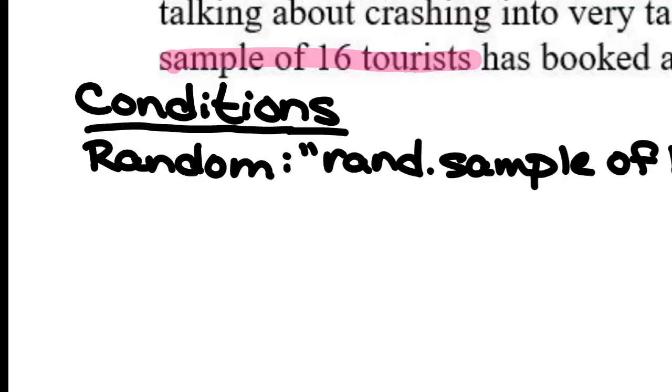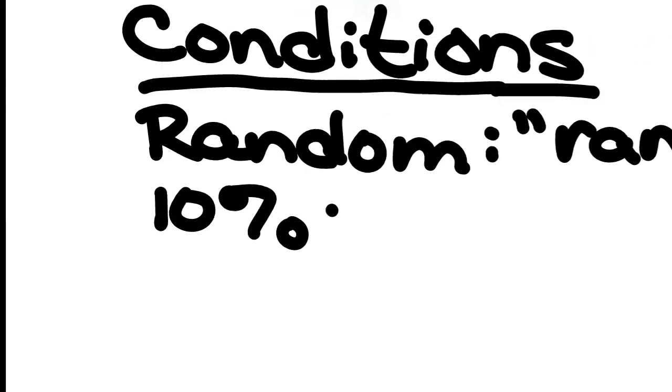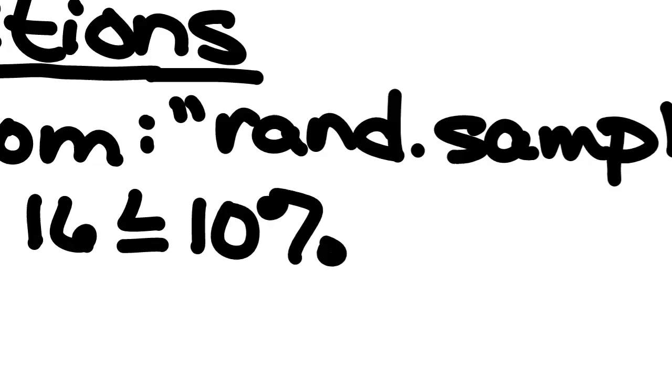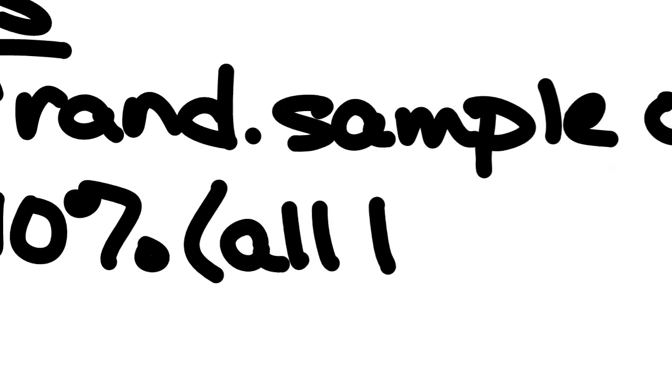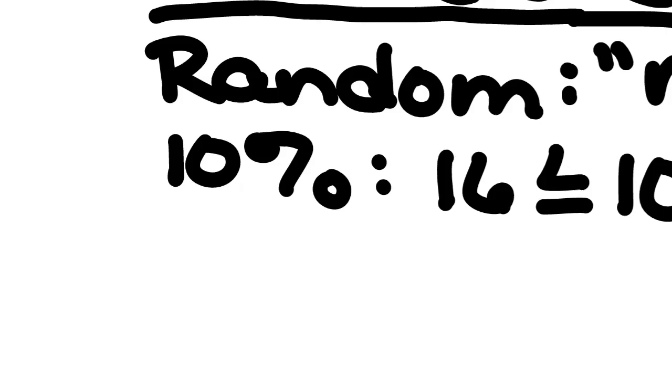All right. What other conditions do we need to check? 10%. So our sample number, 16, is less than or equal to what? 10% of all tourists, yes. And finally, what else do we have to check? Normality, large sample.